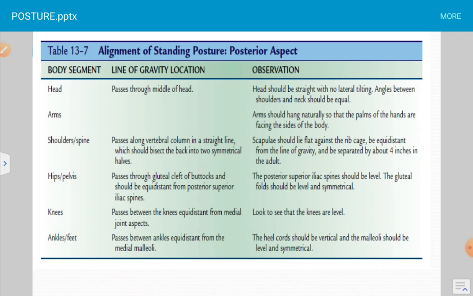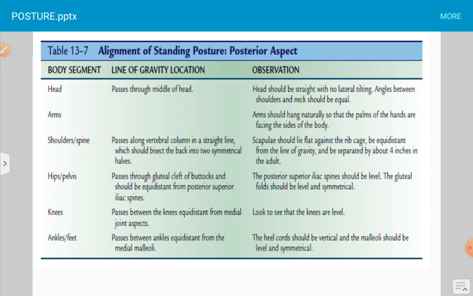Okay, then in the case of hip and pelvis, the line passes through the gluteal cleft of the buttocks and should be equidistant from the posterior superior iliac spines. Okay, in the last picture, we can see the dimple formed in that region, a dimple in the posterior inferior part of our lower back region.